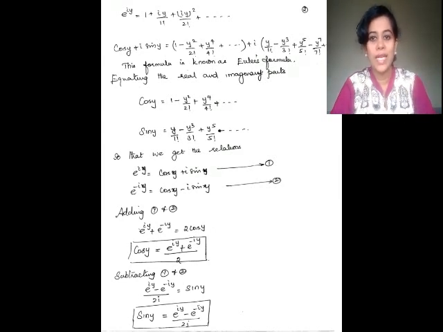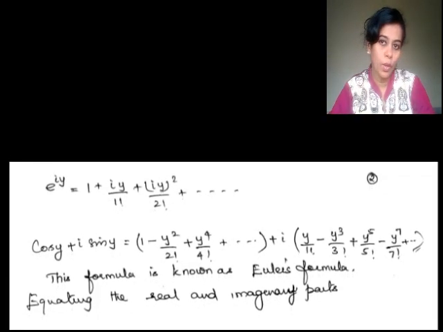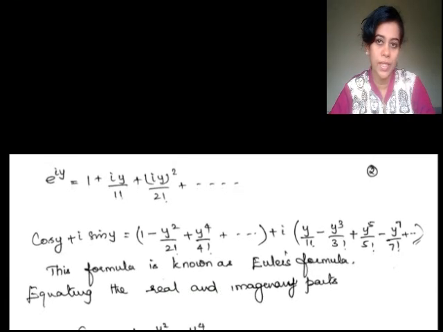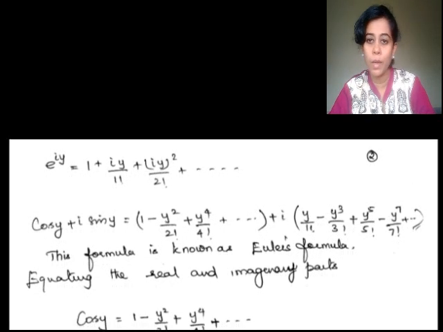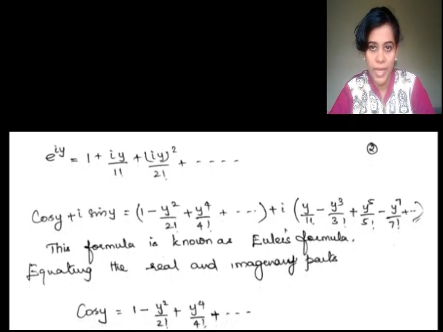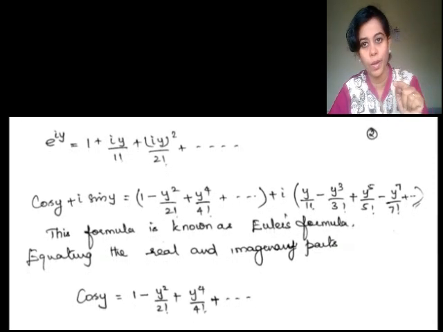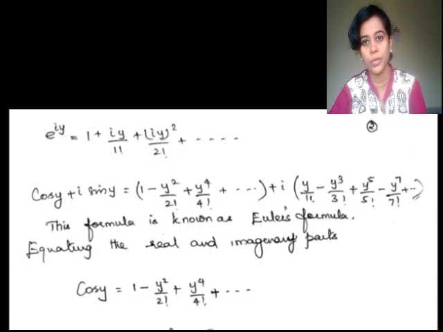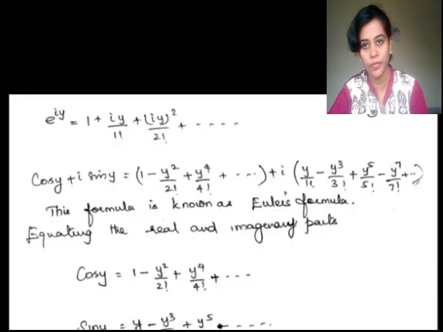Let me group the real portion and the imaginary portion. So cos y plus i sin y is equal to 1 plus iy by 1 factorial plus (iy) the whole square by 2 factorial plus etc. We all know that i squared is equal to minus 1 and i power 4 is 1. According to that, we can group the real portion and the imaginary portion. So we get 1 plus i squared y squared by 2 factorial, and since i squared is minus 1, it is minus y squared by 2 factorial.